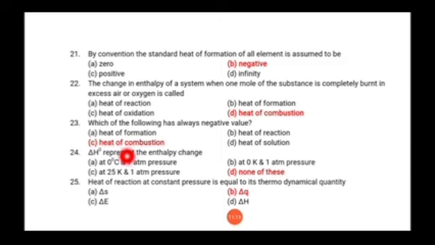Next question, delta H0 represents the enthalpy change at: options are A, at 0 degree centigrade and 1 atmospheric pressure; B, at 0 Kelvin and 1 atmospheric pressure; C, at 25 Kelvin and 1 atmospheric pressure; D, none of this.